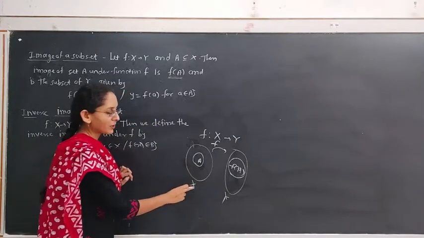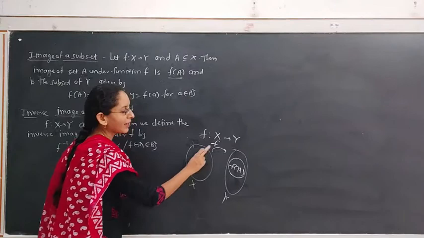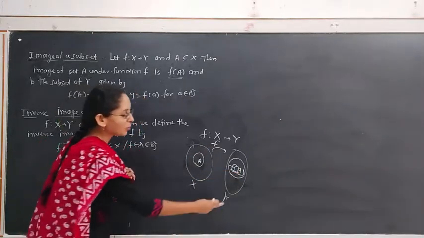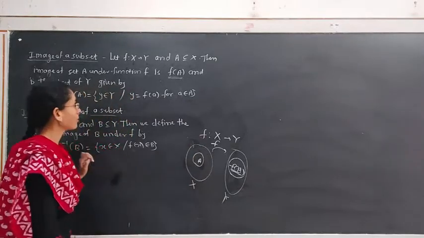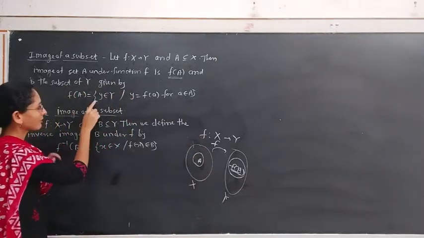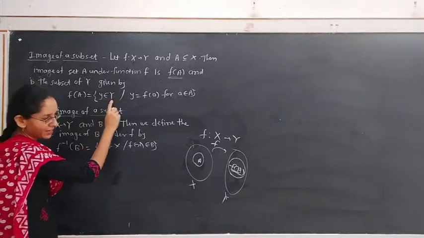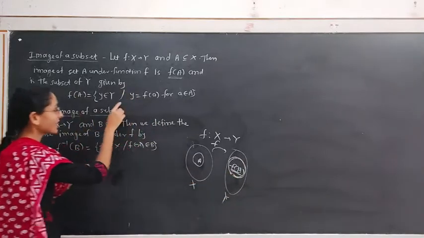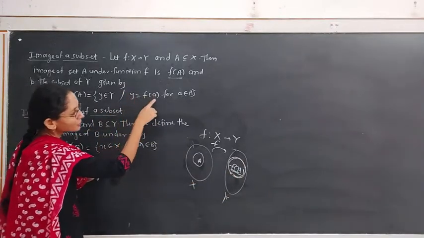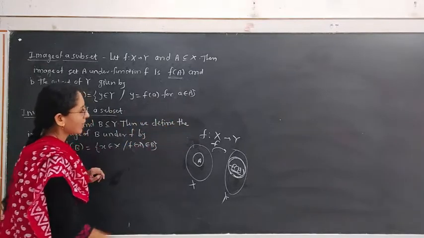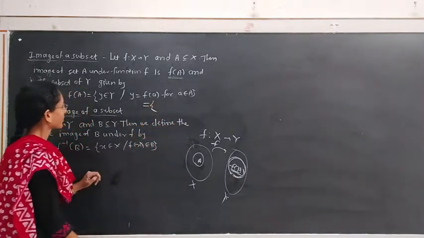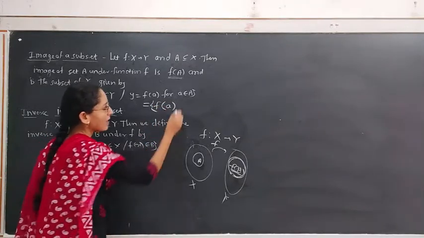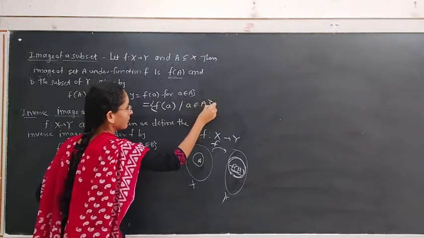If A is a subset of X, then the image of A under the function f is f of A. That is the set which is a subset of the codomain of f, and it is given by f of A equals the set of y belonging to Y such that y equals f of a for a belonging to A. This set can also be written as the set of all images of the type f of a where a belongs to A.